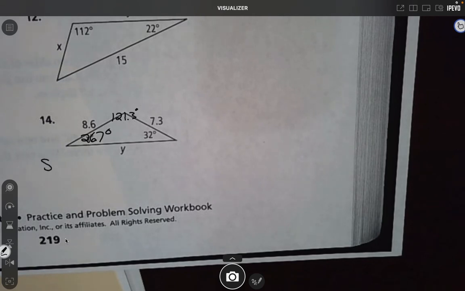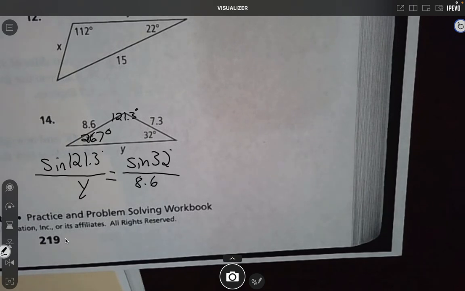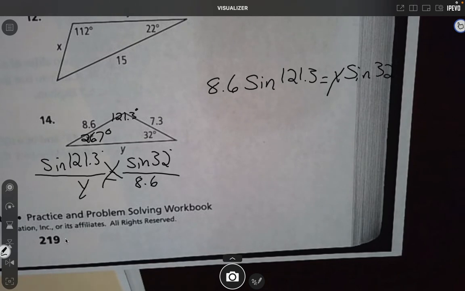I'm gonna say the sine of 121.3 over y equals, and I'll do the 32, sine of 32 over 8.6. Then what do I do? Cross multiply. So 8.6 sine of 121.3 equals y sine 32. Then what do you do? Divide by sine of 32. This time I do divide by the whole sine because it's one number together. I'm going to leave my y there, divide by sine of 32.